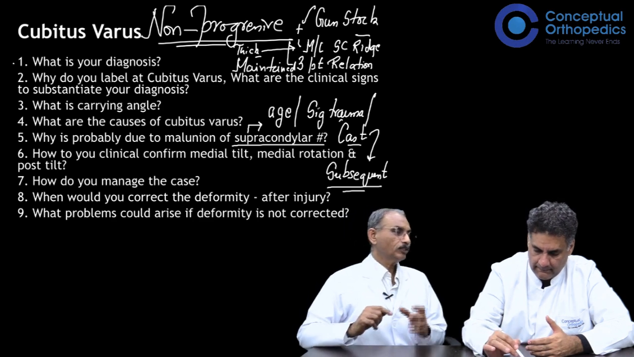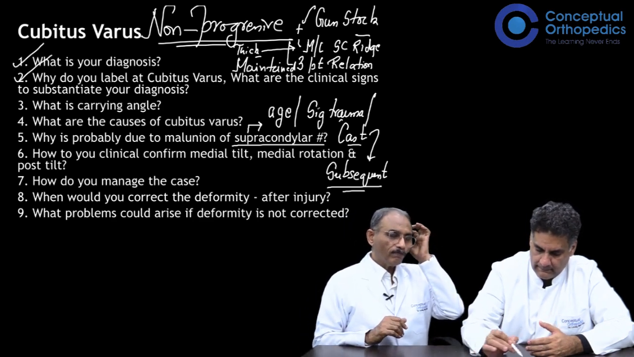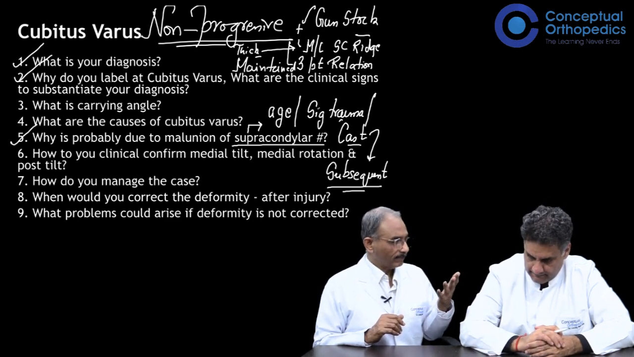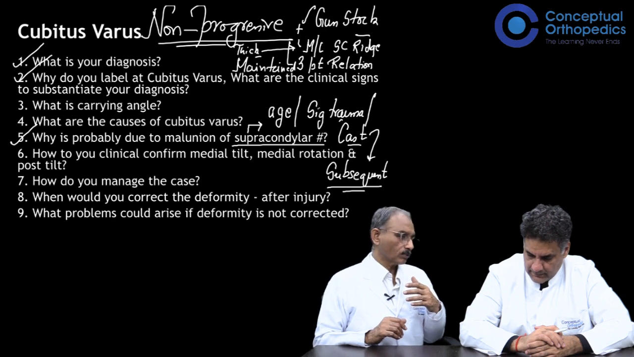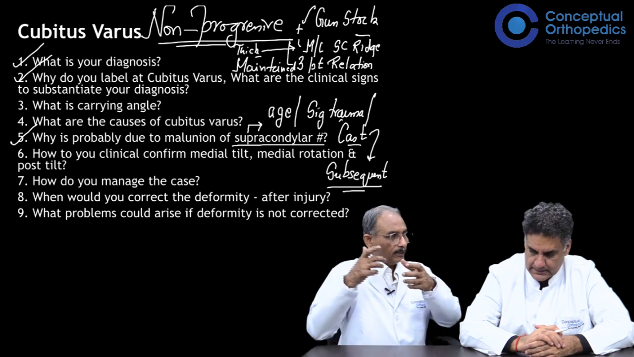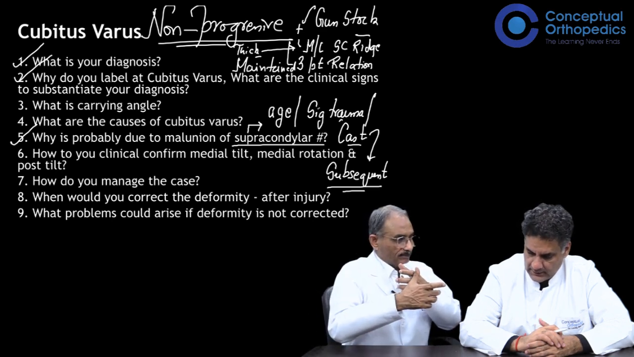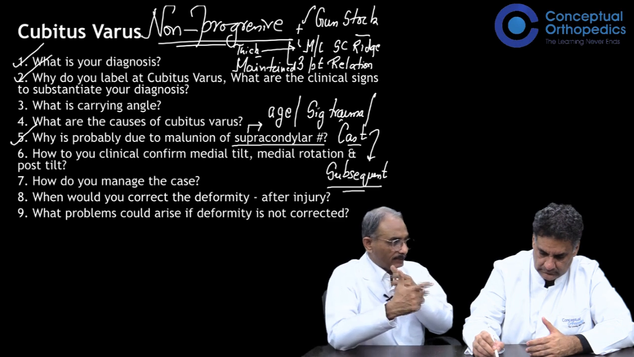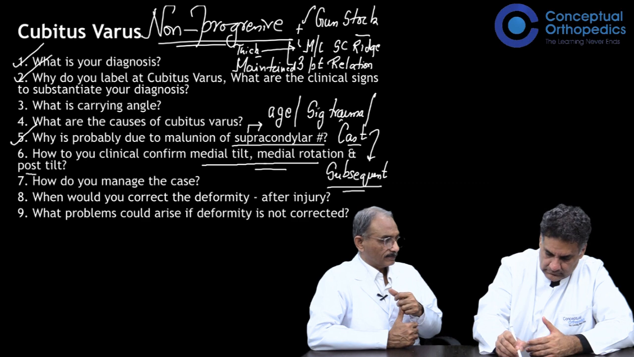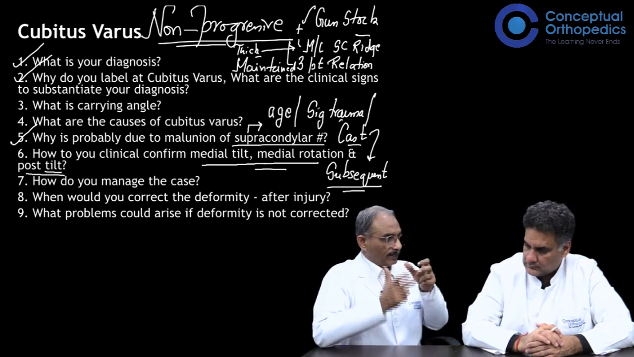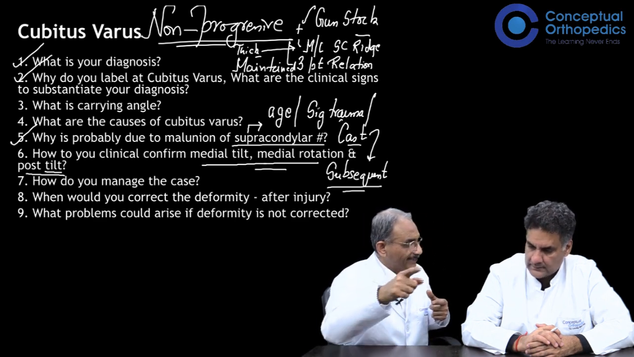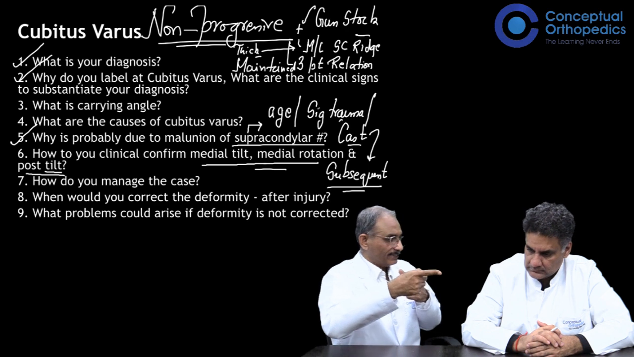When you have a supracondylar fracture, the common fracture, where does the distal fragment go? It goes into a medial displacement. Right. Distal fragment, medially displaced. It is posteriorly displaced. Okay, but it is tilted laterally. That's what gives you the cubitus varus. It's tilted laterally. It's a lateral angulation.